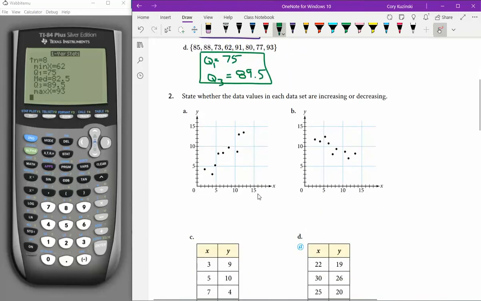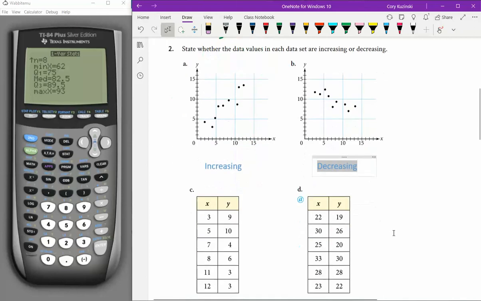All right, state whether the data values in each set are increasing or decreasing. So not a lot going on here. We can tell that as X is getting bigger, so is Y. So I would call this an increasing data set. On B, we can see that as X is getting bigger, Y is getting smaller. So I would call that a decreasing data set.